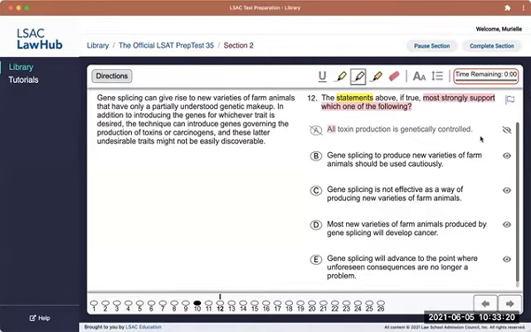B, gene splicing to produce new varieties of farm animals should be used cautiously. I would be really suspicious of the word should here. In order to support that, we would have to have some kind of principle about what is good or bad. And we don't have any of that. We just have a lot of things that are possible.